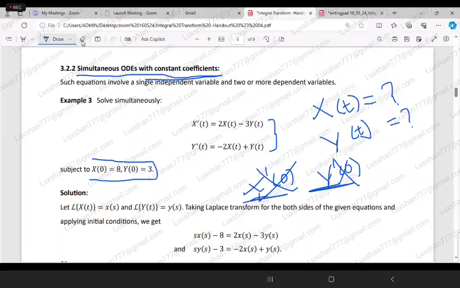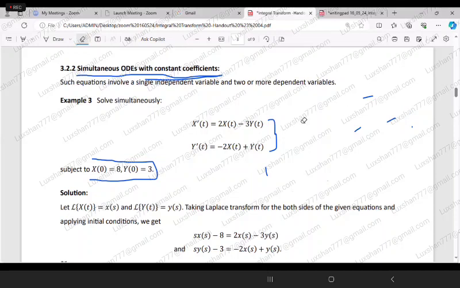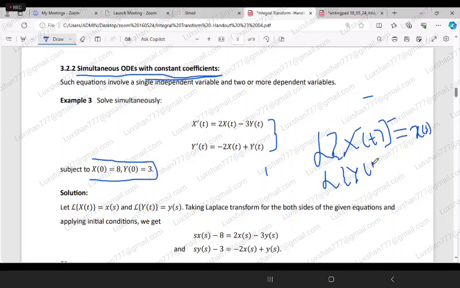Now, same as the earlier one, there is no difference. The only thing we are doing here is taking the Laplace transform of capital X(t) as simply X(s), and the Laplace transform of capital Y(t) as simply Y(s). That's all we are doing.